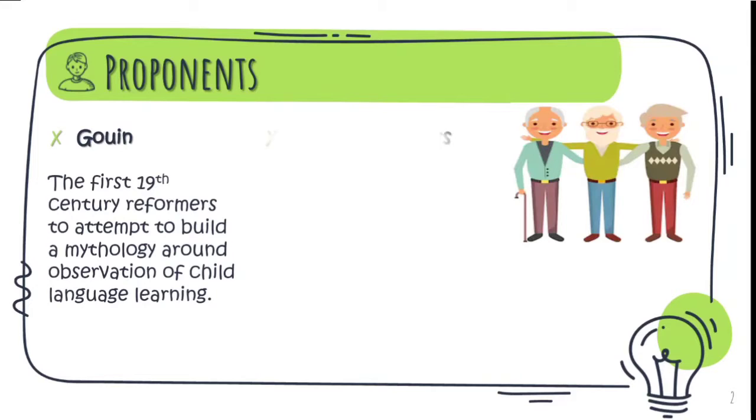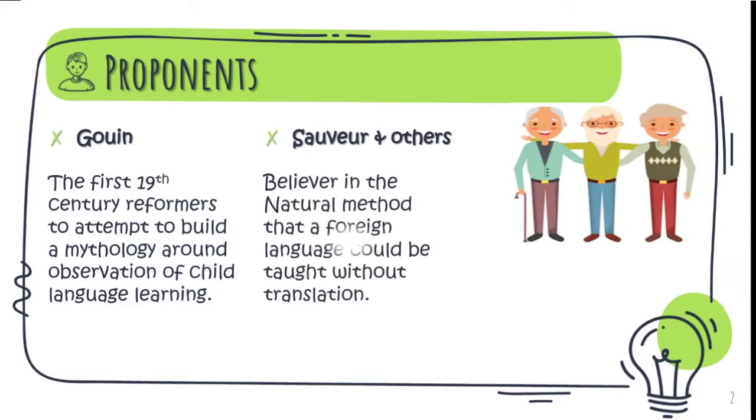Gouin had been one of the first of the 19th century reformers to attempt to build a methodology around observation of the child language learning. Sauveur and others in the natural method argued that the foreign language could be taught without translation or the use of the learner's native language if meaning was conveyed directly through demonstration in action.